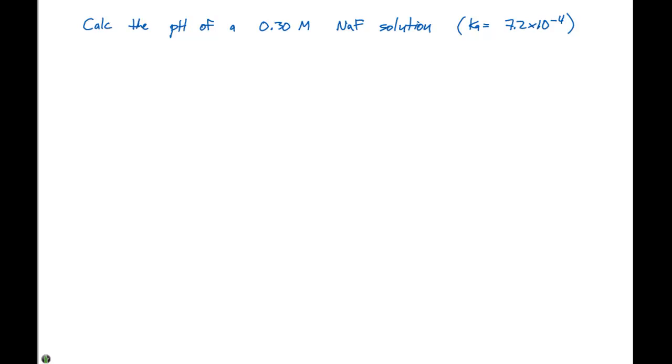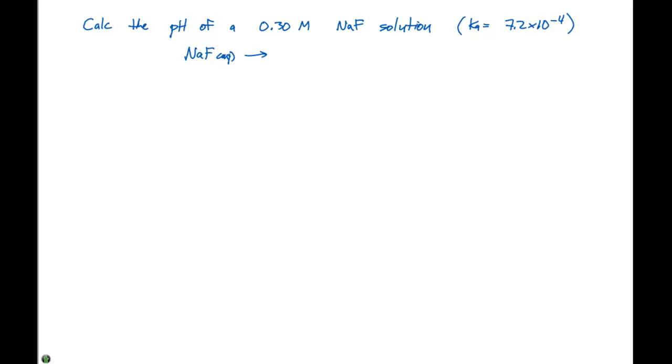So let's continue our salt solution pH analysis by doing the following example problem. And here we're asked to calculate the pH of a 0.30 molar NaF solution.